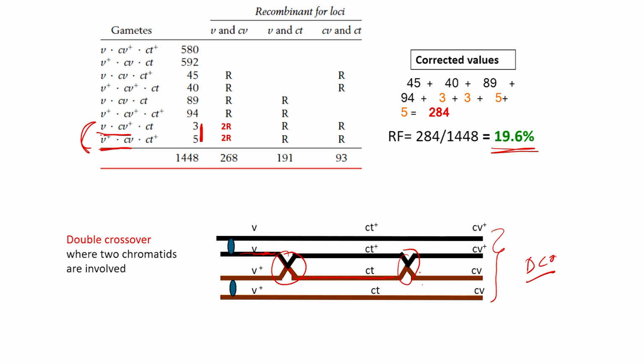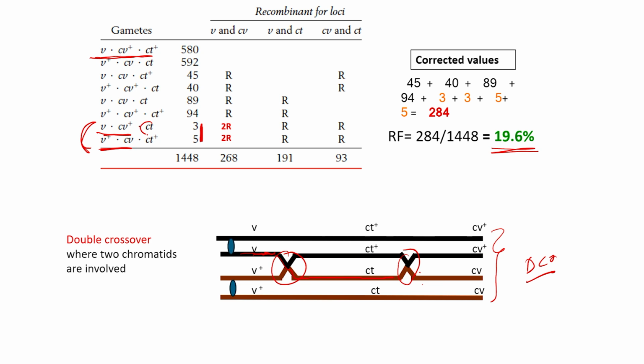And in double crossover, what you need to match, you only need to match which gene is changing from the parental combination. So by understanding that, if you see the parental combination is V CV, just take this example, V CV plus CT. So which gene changed? This one.